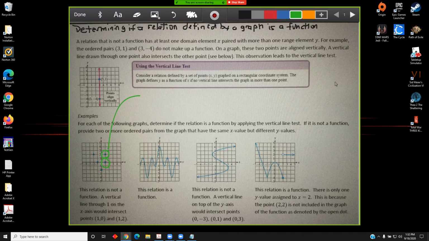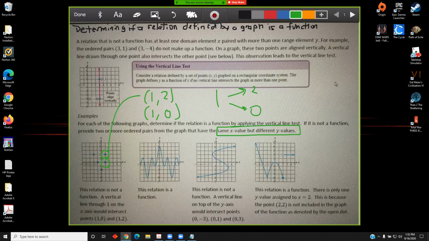The top point has an x-coordinate of 1 and a y-coordinate of 2. The bottom point has an x-coordinate of 1 and a y-coordinate of 0. So we notice that they have the same x value, but different y values. One input is leading to two different outputs. And for that reason, it violates the definition of a function, and therefore this is not a function.